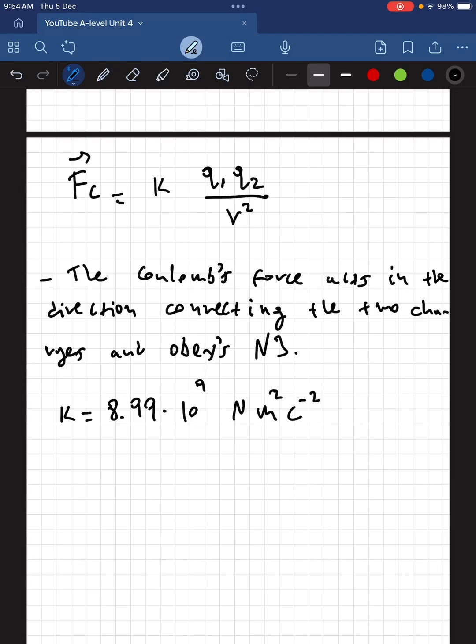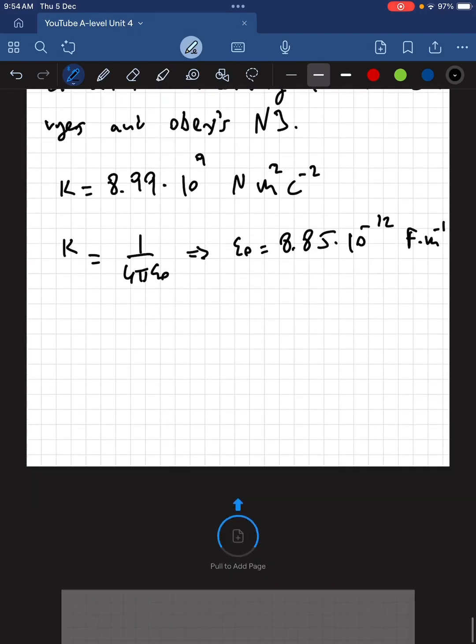Another constant usually used in electricity and magnetism is epsilon naught, defined by the following. We can write K as 1 over 4 pi epsilon naught. If we solve for epsilon naught, we will find 8.85 times 10 to the negative 12 farads times meters to the minus 1. Farads is a unit used in capacitors. We are not going to deal with that for now. We will be mostly using K. So let's go see an example demonstrating how large this force is.